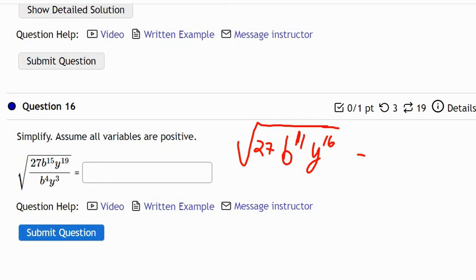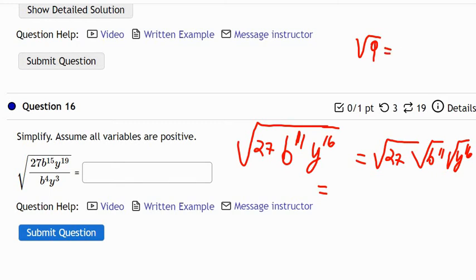And then we just split it up into the square root of 27 times the square root of b to the 11th times the square root of y to the 16th. And then you do each individual one. So you need a perfect square that goes into 27. I think the winner is 9. The square root of 9 is 3.